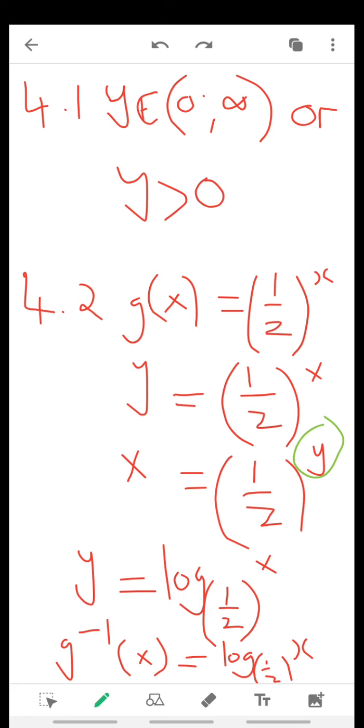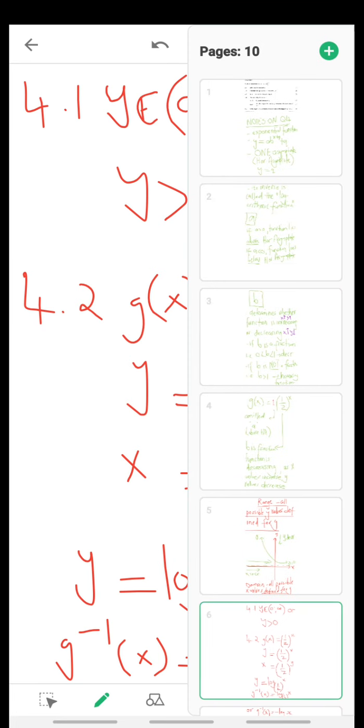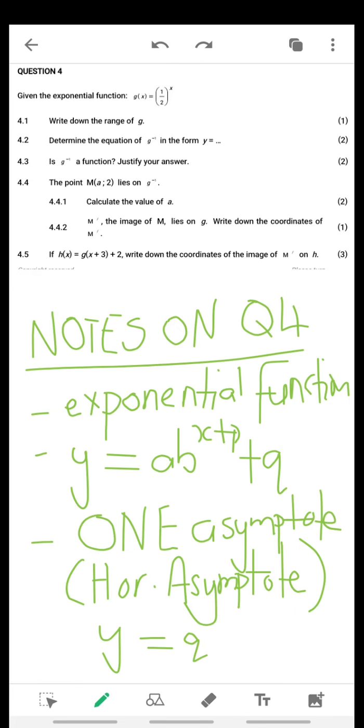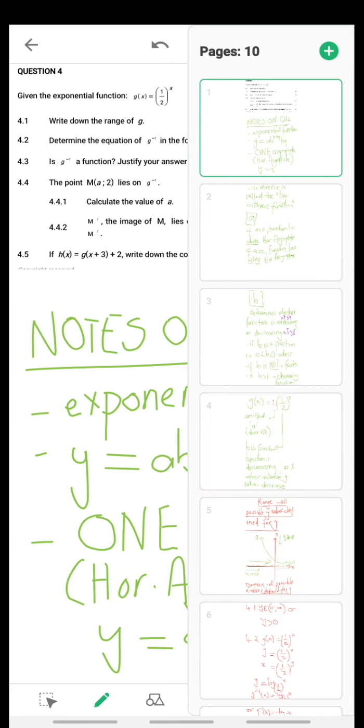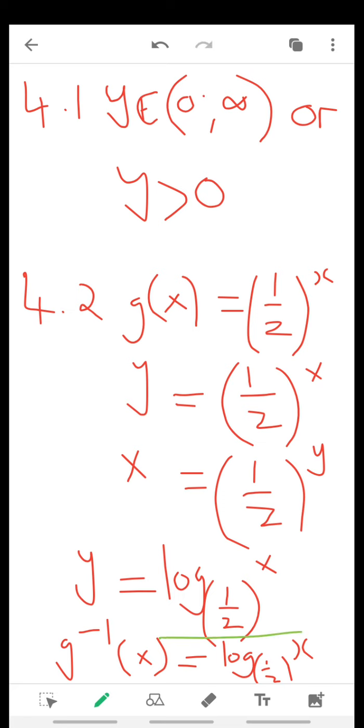And then apply your logarithmic definition. It will be the log base. What is the base? The base is the same. It's half. So log base half of x. Okay. Log base half of x. That's what we have. But remember, you can't stop here because they said you must write it in the form y equals. So it means you stop right here, okay? That will be your answer.